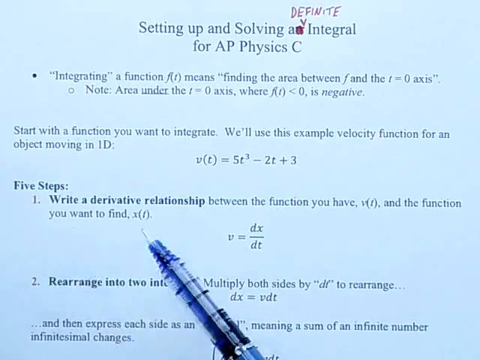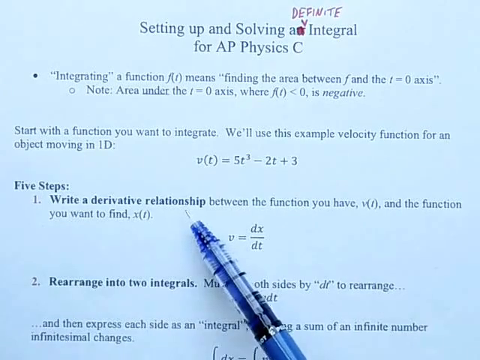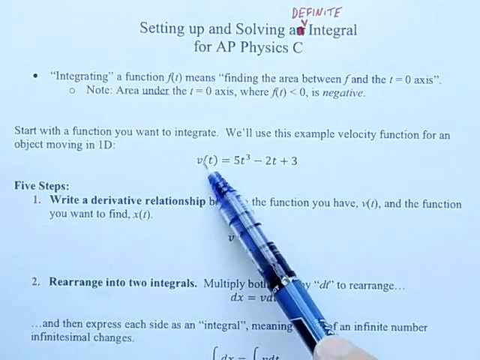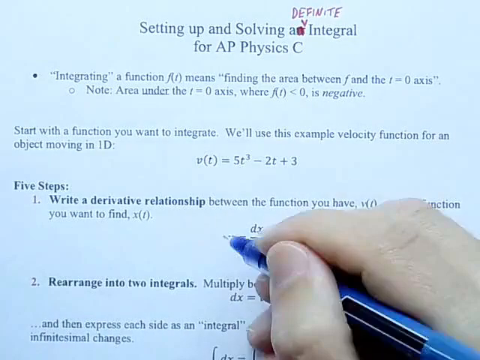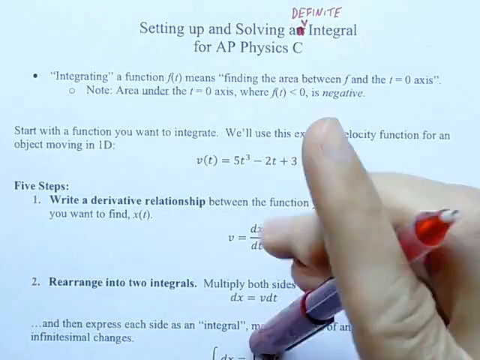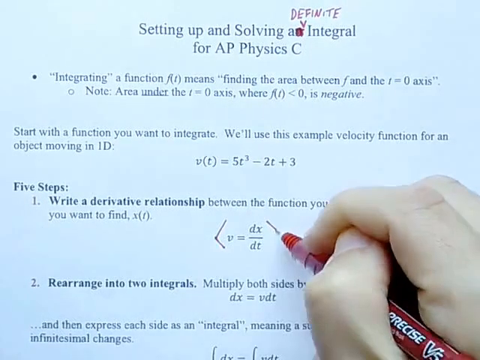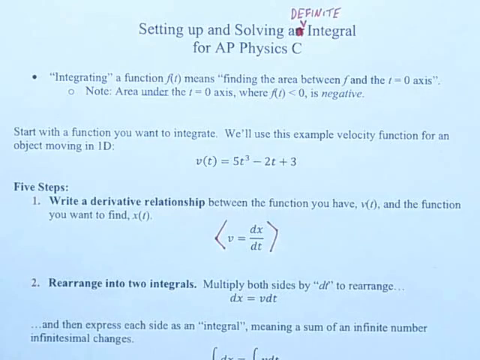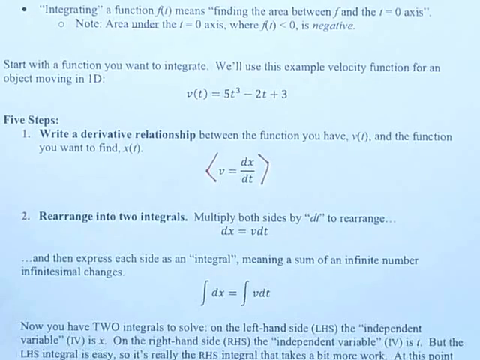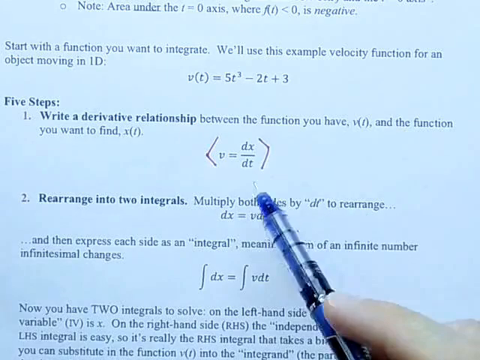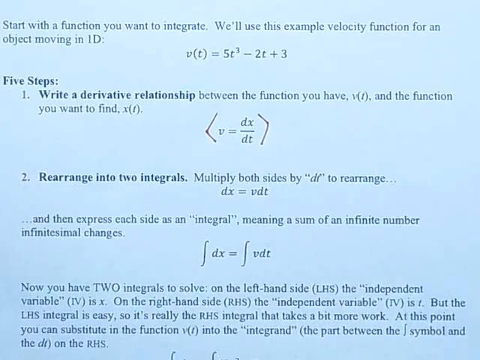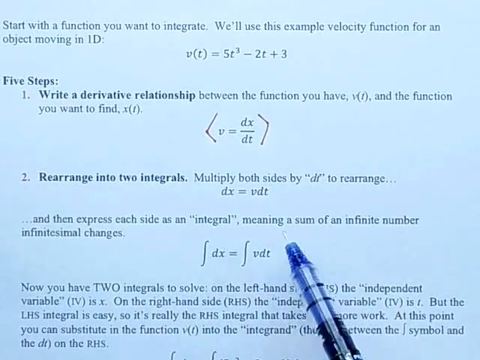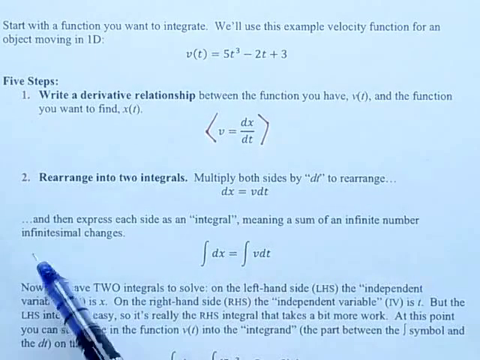1. Write a derivative relationship between the function you have, v, and the function you want to find, the position, x. So write this on your page first thing. State that derivative relationship. Next, rearrange that into 2 integrals. So multiply both sides by dt to rearrange this into dx equals v dt. And then express each side as an integral, meaning a sum of an infinite number of infinitesimal changes.